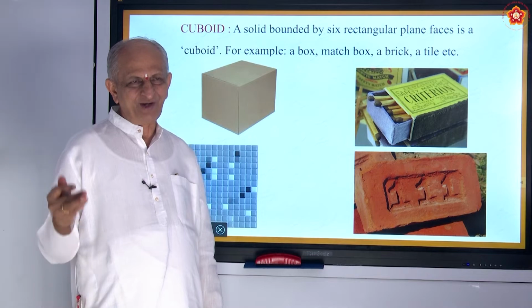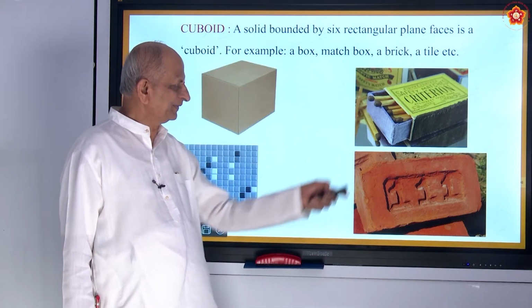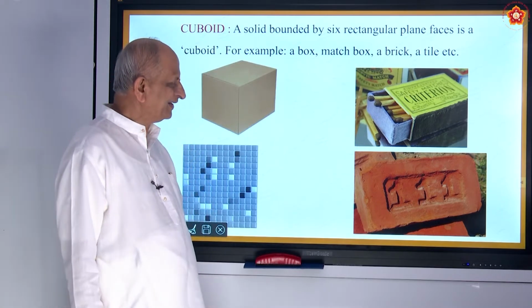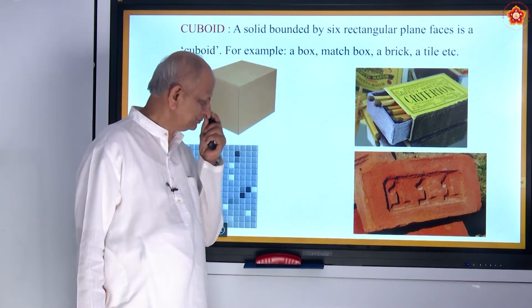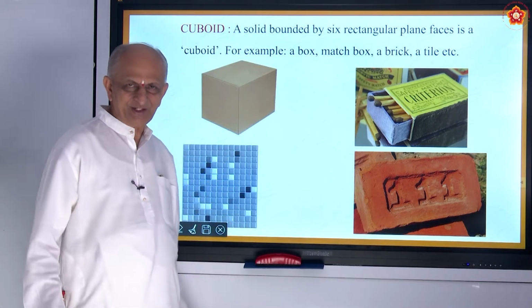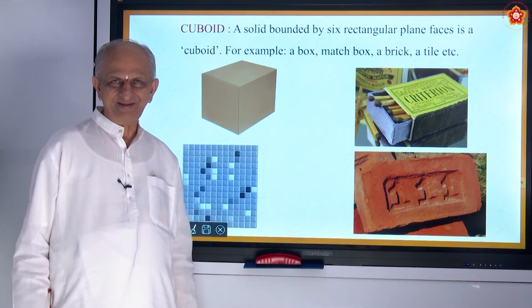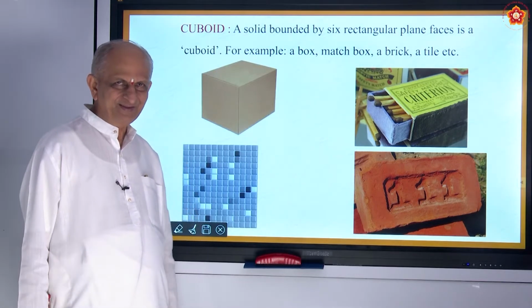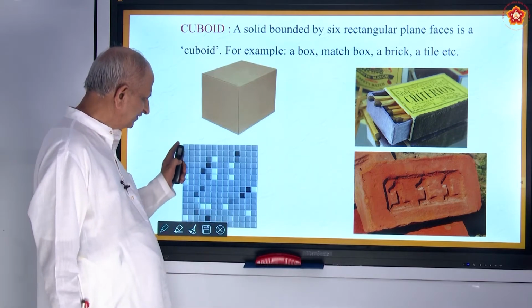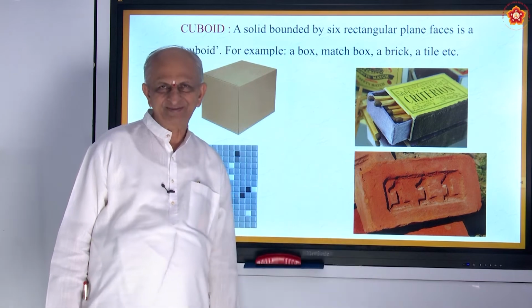Is it not? You can give a lot of examples. This matchbox is very famous. There is no house without a matchbox, and that is also a cuboid. And these are called tiles. In your house they put it, or in the puja room, or in bathrooms also. It has length, breadth and thickness. That is called tiles.